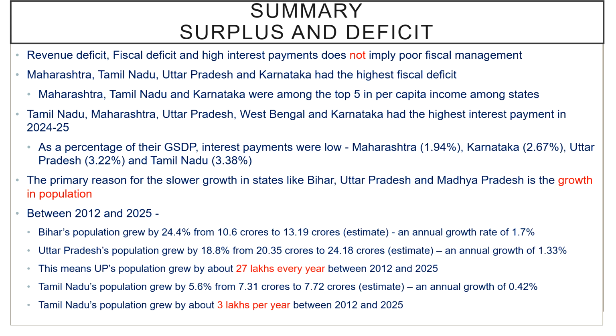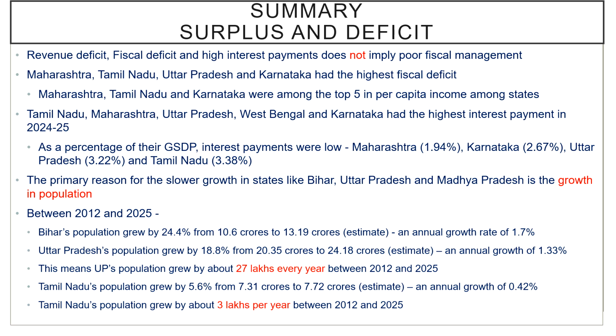Surplus and deficit. Revenue deficit, fiscal deficit, and high interest payments do not imply poor fiscal management. Maharashtra, Tamil Nadu, Uttar Pradesh, and Karnataka had the highest fiscal deficit. Maharashtra, Tamil Nadu, and Karnataka were among the top 5 in per capita income among states.